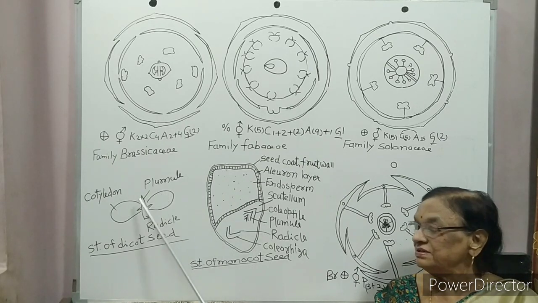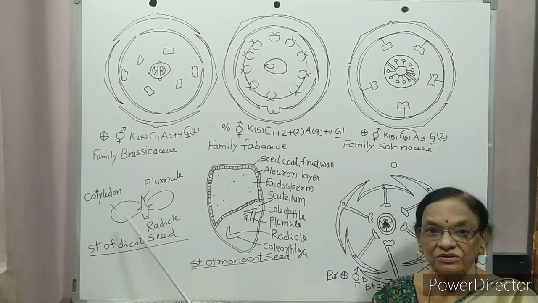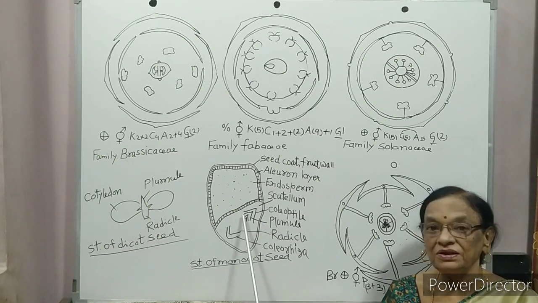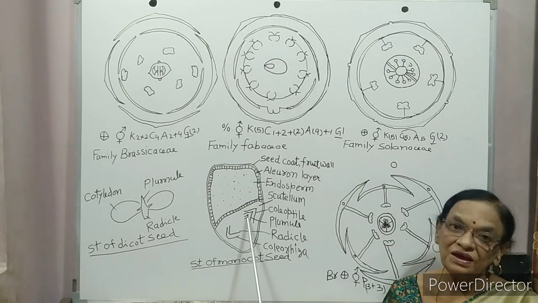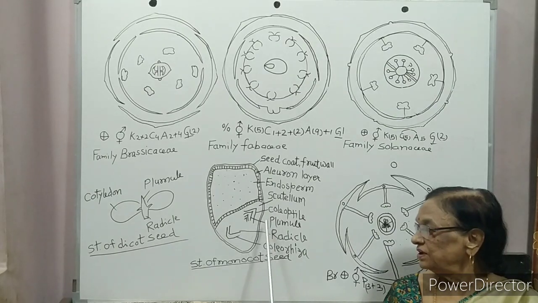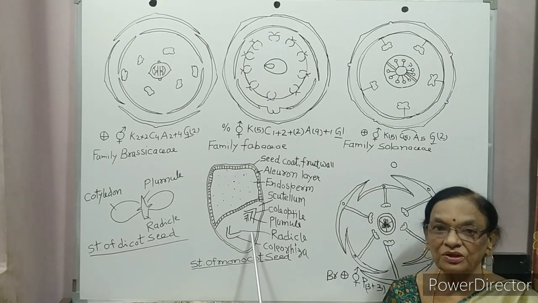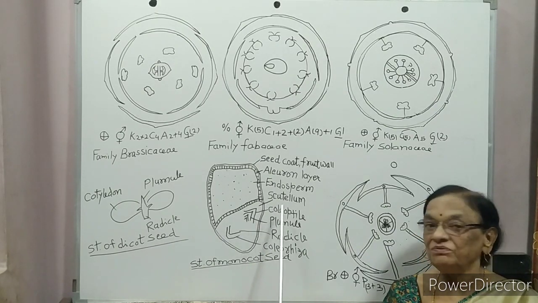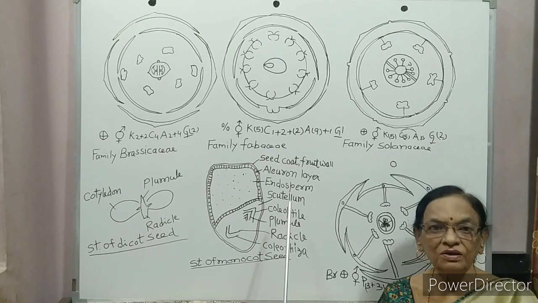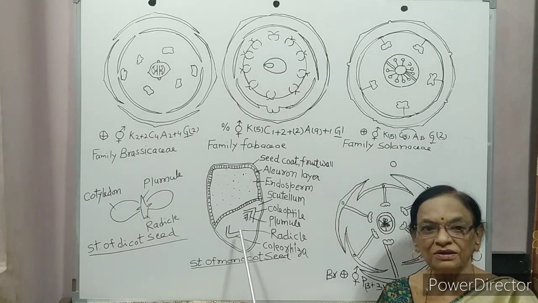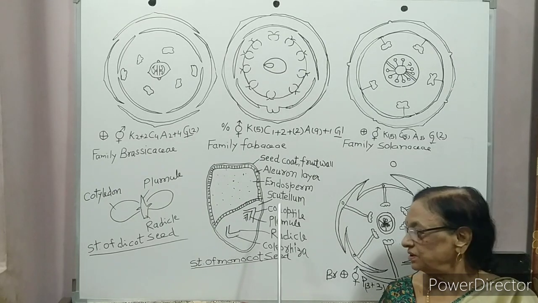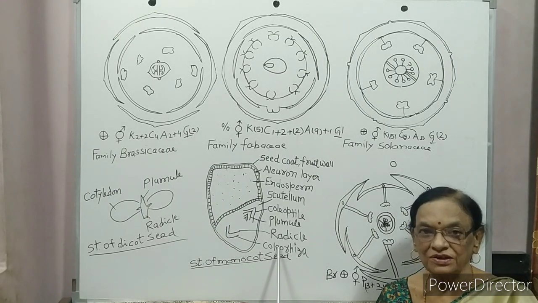Here cotyledons are lateral and two. Here cotyledon is single and vertical. This cotyledon has plumule and radicle. Plumule is covered with a sheath called coleoptile and radicle is covered with a sheath called coleorhiza.